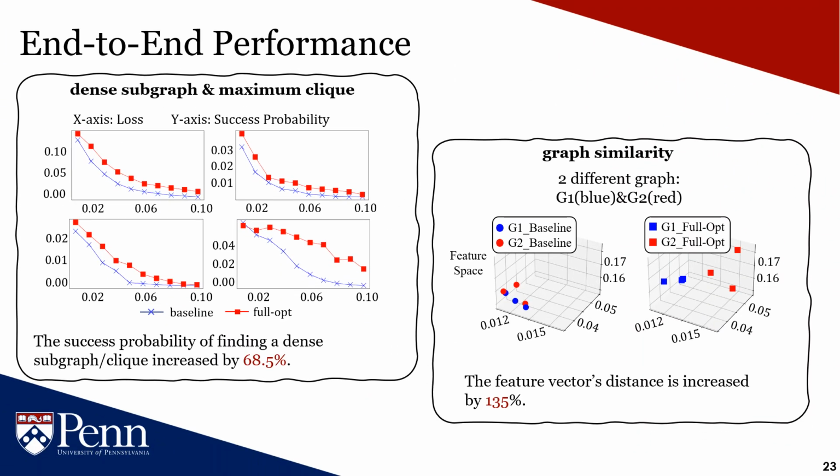Next, we examine the end-to-end performance. For the graph problem, it shows that our compiler increases the probability of finding the right subgraph by 69% compared with the baseline compiler. And for the graph similarity problem, the graph distance has increased by 135% for the benchmark, which makes the classification easier.